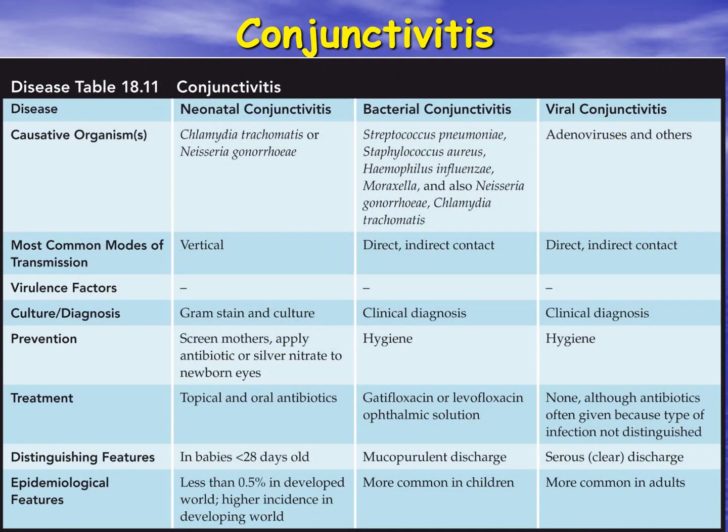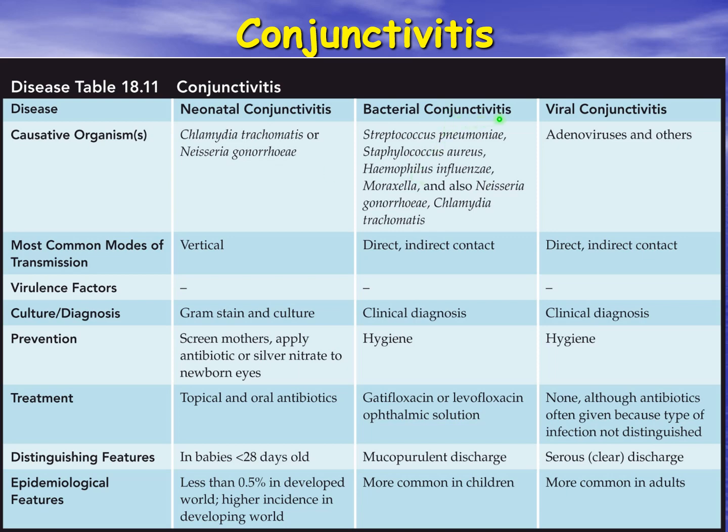Several causes of conjunctivitis are in this table out of chapter 18. With neonatal conjunctivitis, the most common ones we see are Chlamydia trachomatis and Neisseria gonorrhoeae. So two of our sexually transmitted diseases. And these organisms would be found in the vaginal canal and will come in contact with the neonate's eyes as they pass through the birth canal.